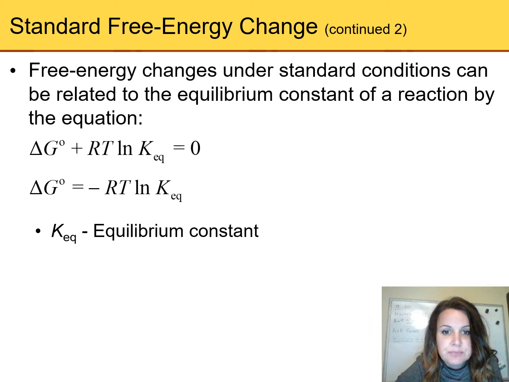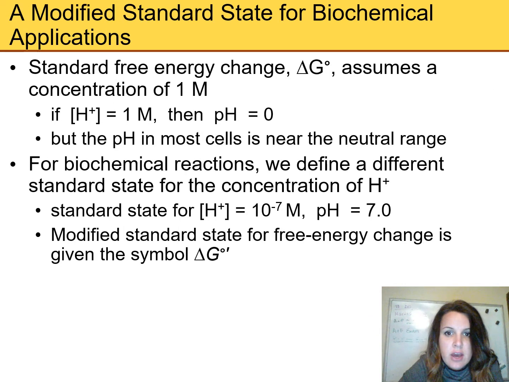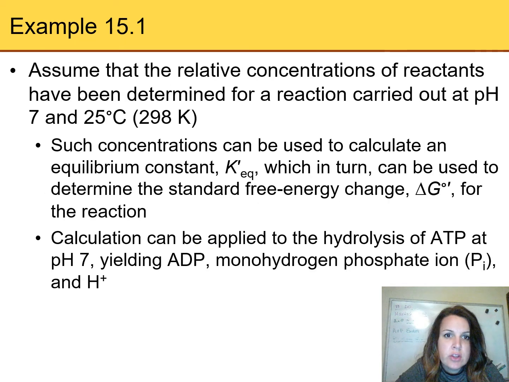When free energy changes are calculated, they make the assumption that the hydrogen ion concentration is 1 molar. That would mean that we'd have a pH of 0. And in biological samples, you do not have a pH of 0. We have a pH typically of 7.0, or 10 to the negative 7 molar. So we get this new little symbol here, which is delta G naught prime, with that little line above it right there. I want you to go to your book and look at example 15.1. There's a few assumptions they make.